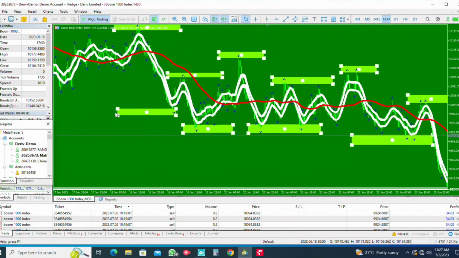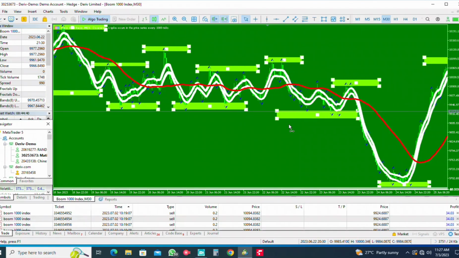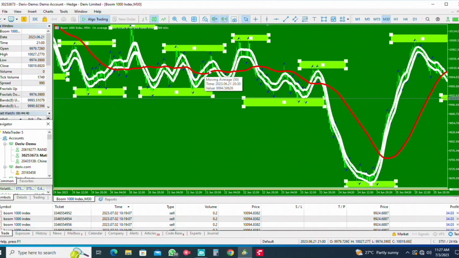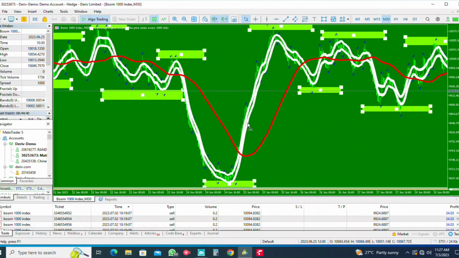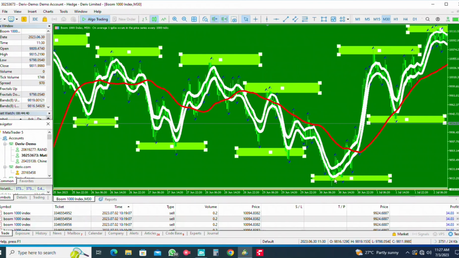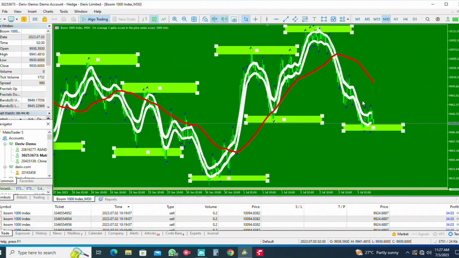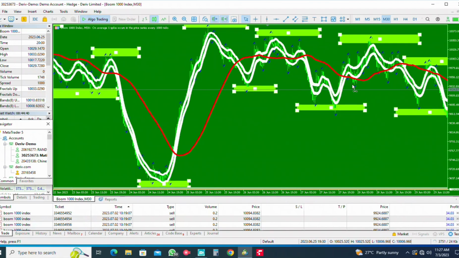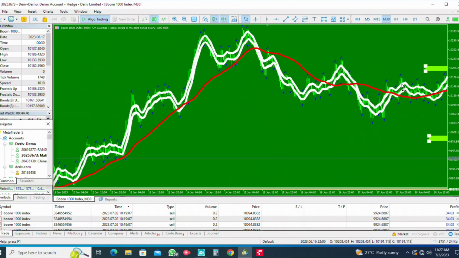From what you're seeing right now, look at the screen. From the movement of the indicator, you understand that the market doesn't go only in one direction. It moves in two ways, up and down, from support to resistance, and from resistance to support.